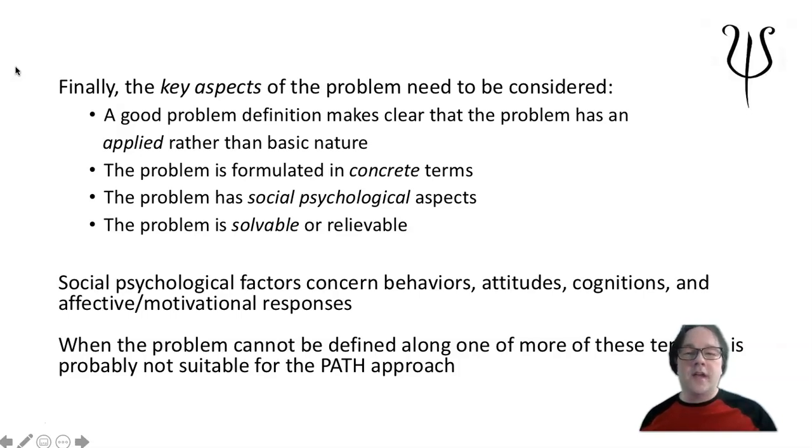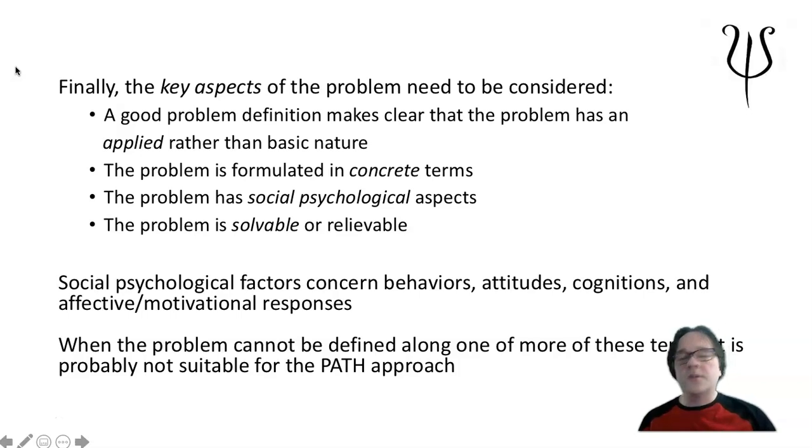Also, the problem should have social psychological aspects to it. That should make sense, right, since we're in an applied social psych class. And as I said before, if we're going to be applying social psychology to a societal problem in order to intervene or to help solve it, then the problem has to be solvable, or it has to be an issue that we are able to intervene to help, right?